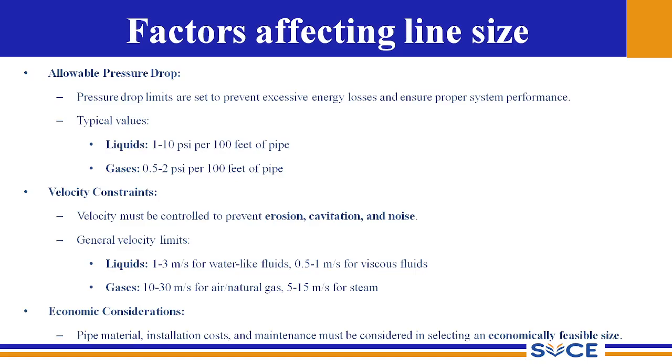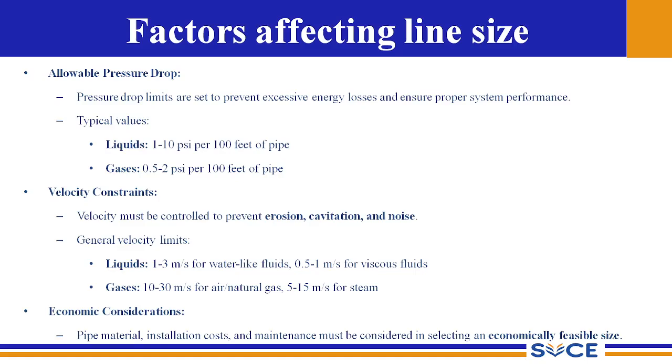Next is considering the allowable pressure drop. The typical values of the pressure drops will be, for liquids, 1 to 10 pounds per square inch per 100 feet of the pipe, and for gases, 0.5 to 2 pounds per square inch per 100 feet of the pipe. If we have excessive energy losses, the system performance will be very poor, and it will affect the transportation of the fluid because of the energy losses.